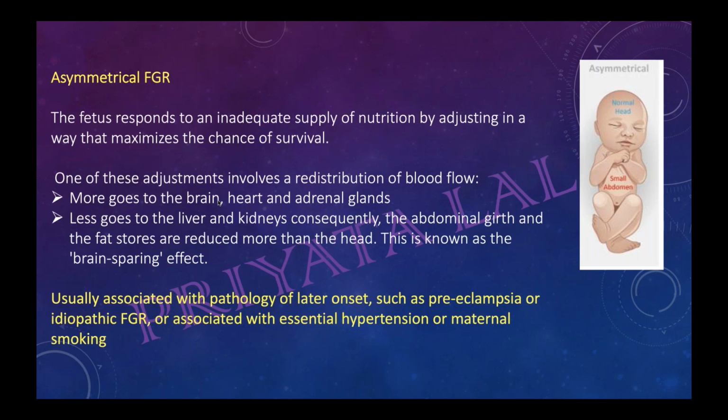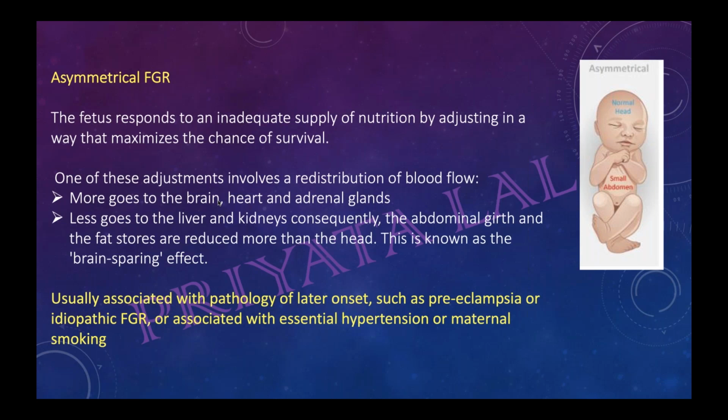Because when we do middle cerebral artery Doppler, if there is a change in the PI value, then we will be able to know that the brain sparing effect has started. So this is the little thing that is important, because that will help in understanding the MCA Doppler.